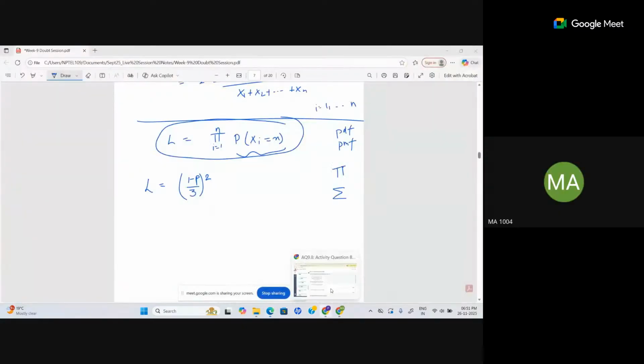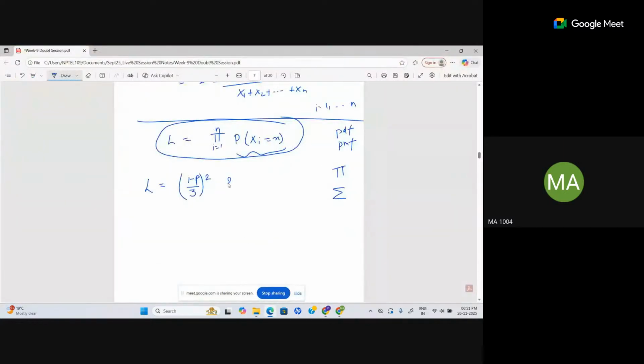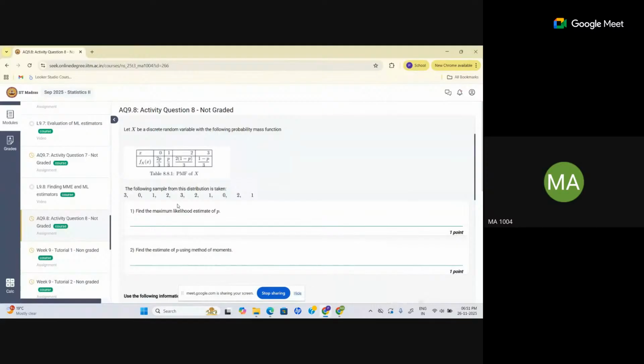The next value is 0. For 0, the probability is 2p by 3. It is also occurring two times, so 2p by 3 and the whole is squared. The next value is 1. So 1 is occurring 1, 2 and 3 times. The probability at 1 is p by 3 and the whole to the power 3.